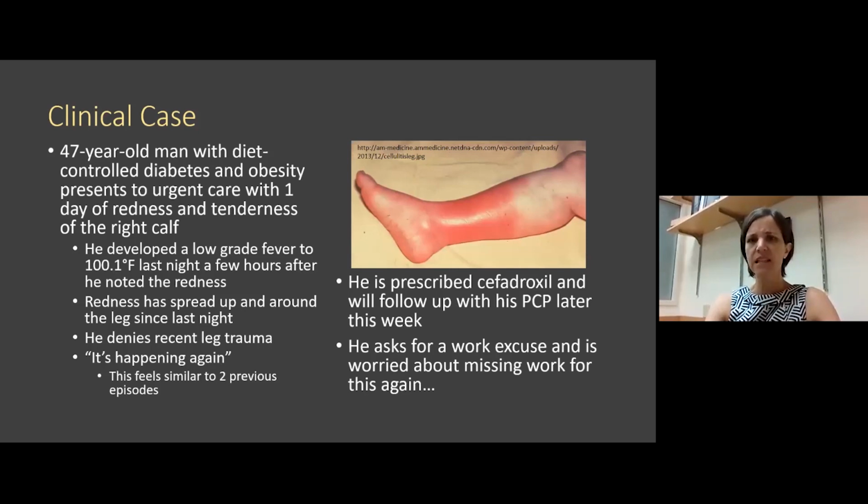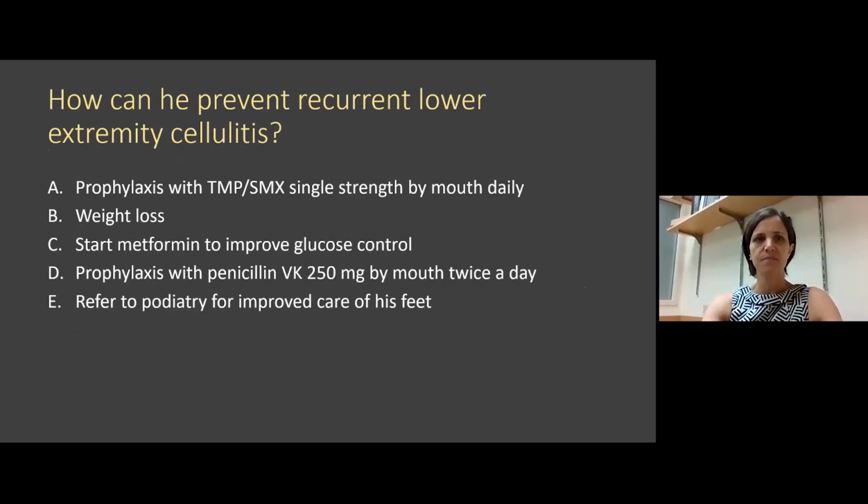And this is what his leg looks like. There's nothing else interesting on his physical exam. He is prescribed cefadroxil and will follow up with his primary care physician later this week. He asked for a work excuse and says he's worried about missing work for this again. This is becoming problematic since it's his third episode in about a year.